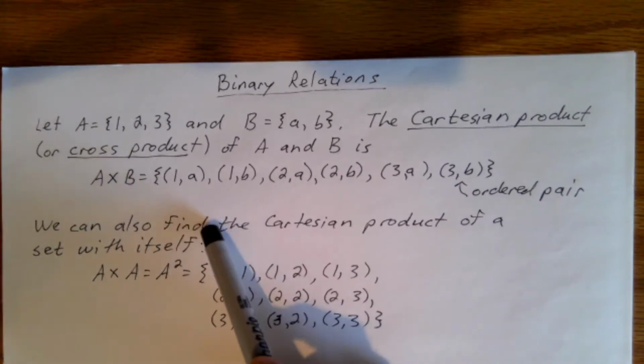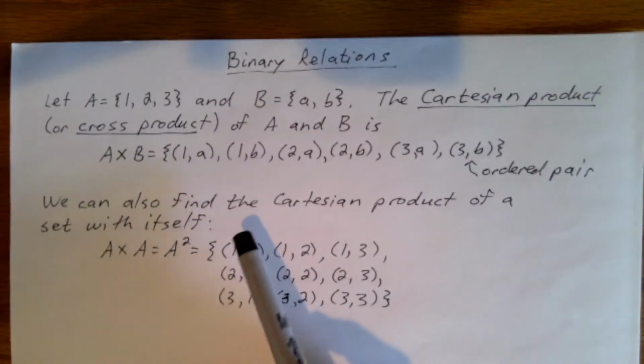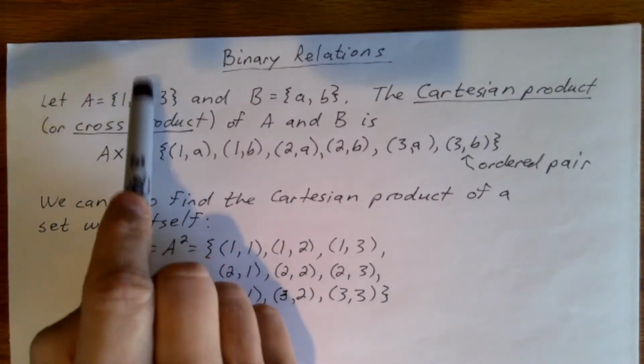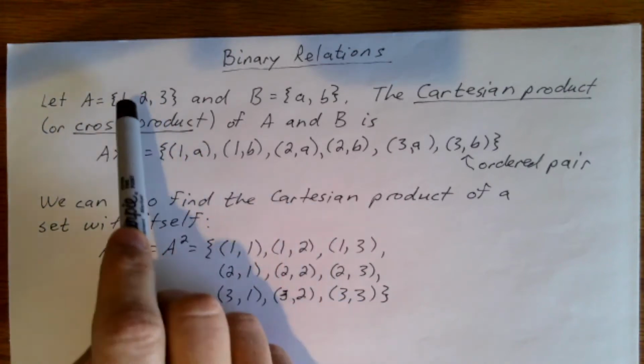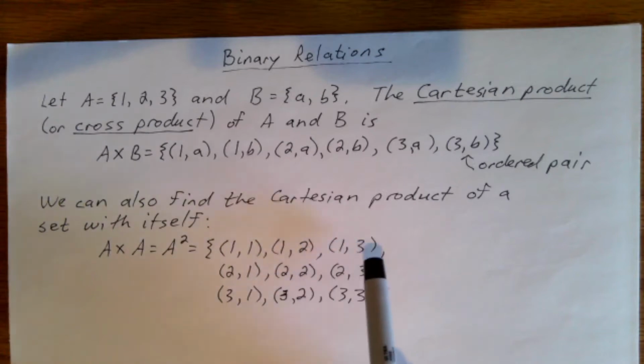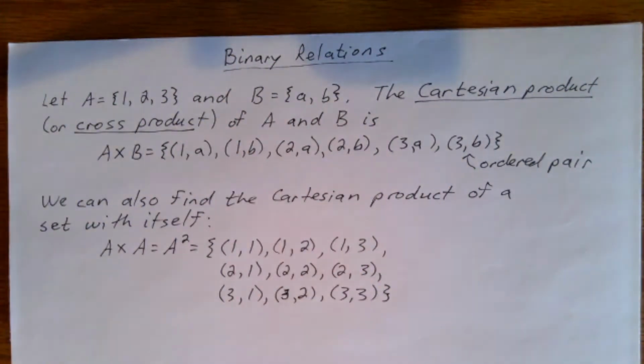We can also find the Cartesian product of a set with itself. So A cross A, using this same A, could be written as A squared, and then it's going to be (1,1), (1,2), (1,3), (2,1), (2,2), (2,3), (3,1), (3,2), (3,3). If you've had set theory, you should already be familiar with some of this.